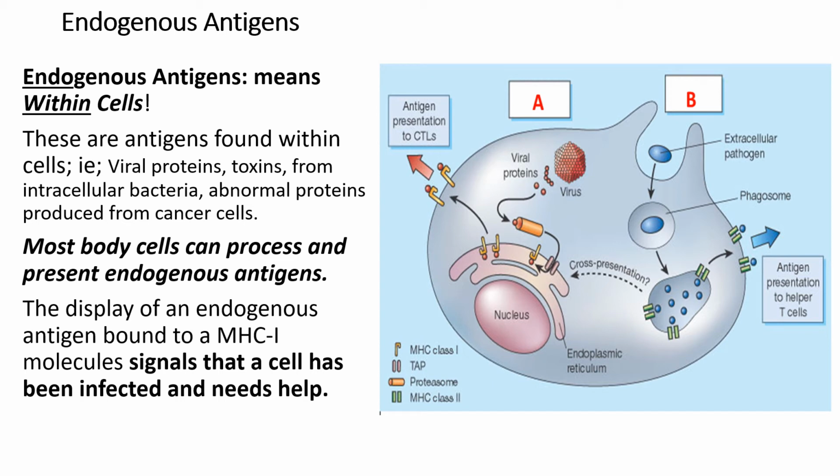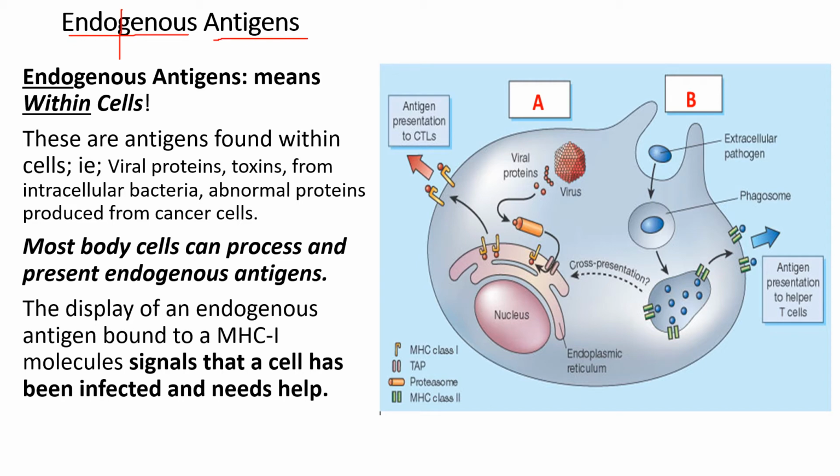Some are found inside the cell. The cell's been infected, and we have some that are found outside the cell, in between cells. And the prefix endo means to enter, right? Like endoscopy, you do an endoscopic exam, you enter someone's throat. So now we have the endogenous antigens, meaning these are foreign things that are found inside a cell.